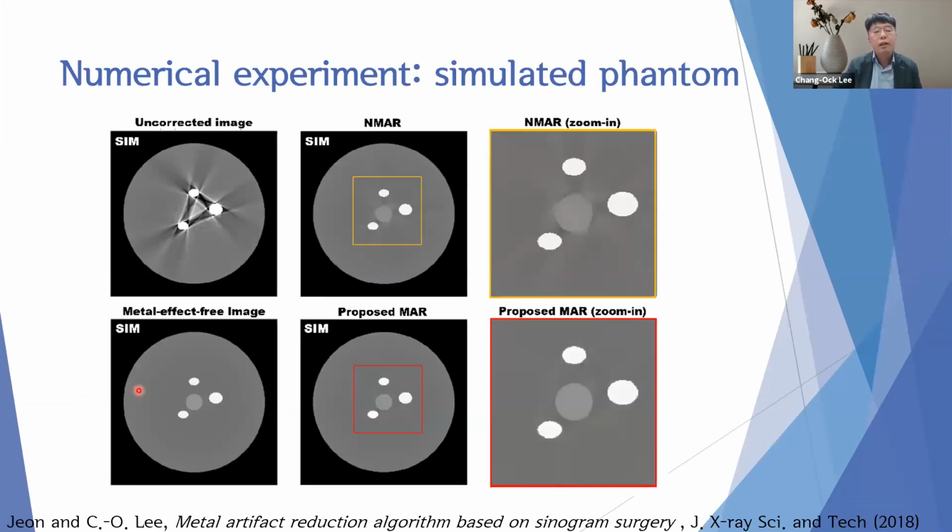This is the uncorrected image, this is the original metal-free image, this is the NMAR method, and this shows our method. If you magnify these rectangular regions, you see these pictures. Looking at this, the NMAR method still shows some artifacts around here, but our method shows very clear images.